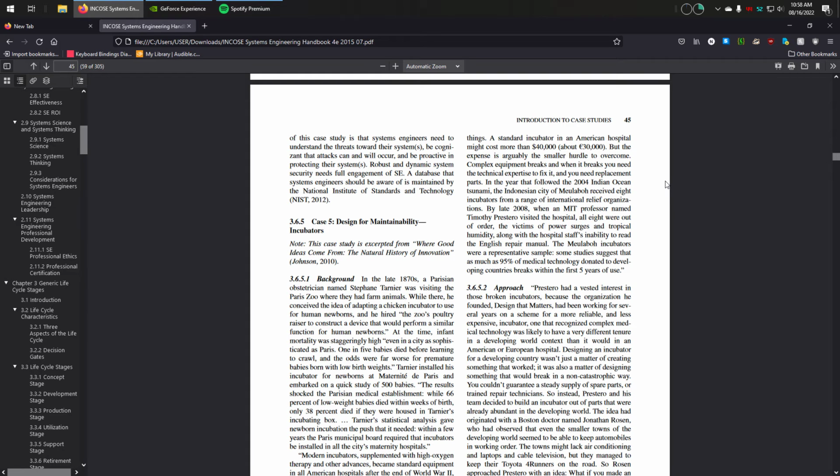You need replacement parts. In the year that followed the 2004 Indian Ocean tsunami, the Indonesian city of Meulaboh received 8 incubators from a range of international relief organizations. By late 2008, when an MIT professor named Timothy Prestero visited the hospital, all 8 were out of order, the victims of power surges and tropical humidity, along with the hospital staff's inability to read the English repair manual. The Meulaboh incubators were a representative sample. Some studies suggest that as much as 95% of medical technology donated to developing countries breaks within the first 5 years of use.